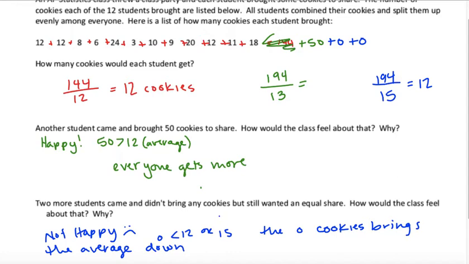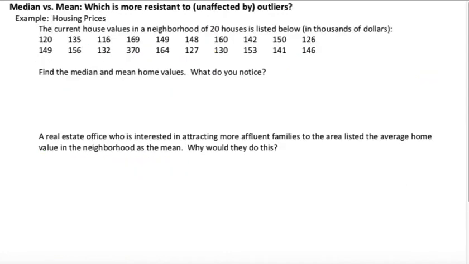And so one of the things that we're going to lead up to is this idea of resistant to outliers. So that 50 cookies, the next highest person that brought cookies was at 24. That 50 brought up the average quite considerably. And so we want to look at which center is more resistant to the outliers. So which one should we be using? Because the median can tell a different story than the average, the mean.